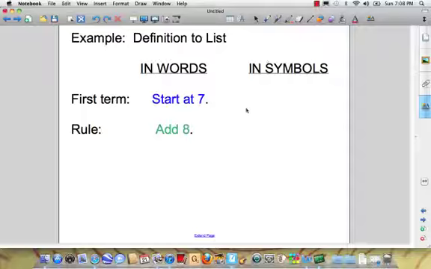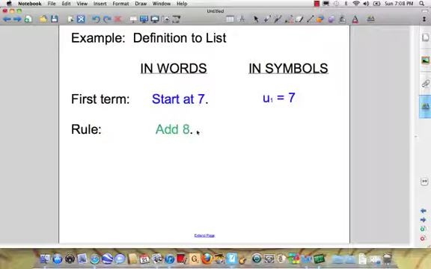So first of all, how would you say "start at 7" in symbols? Well, we need to say that the first term is 7. So that's how we put that in symbols. U1 equals 7 means the first term is 7.